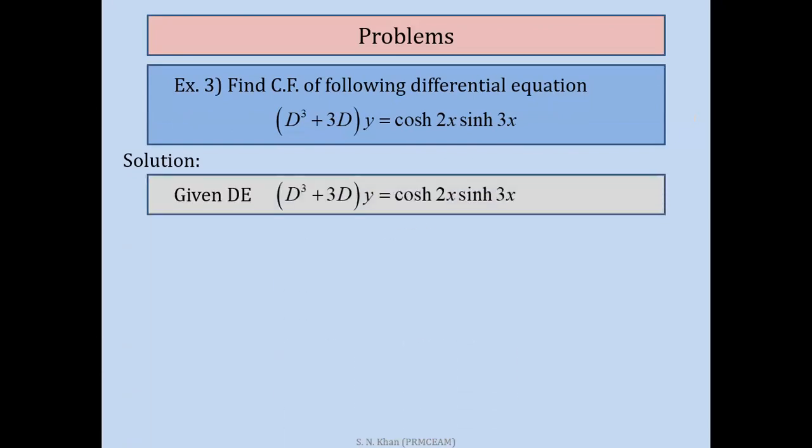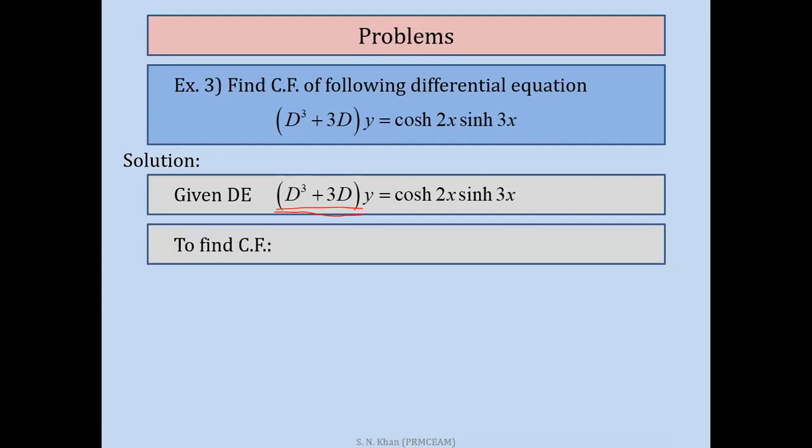Now, by default, this equation is written in terms of operator D. In the previous two problems, the equation was not in terms of operator D, so first we converted those equations in terms of operator D. Now here, by default, it is given in terms of operator D. So one task, simplification, is not needed here; it is already written in simplified format. Now we will write the method for finding CF.